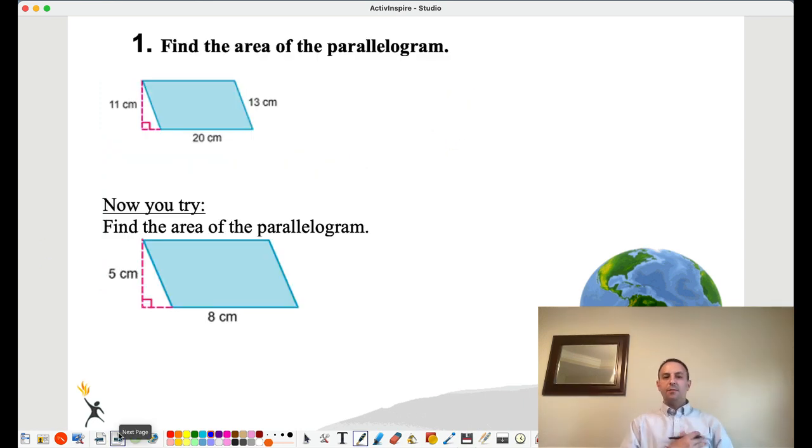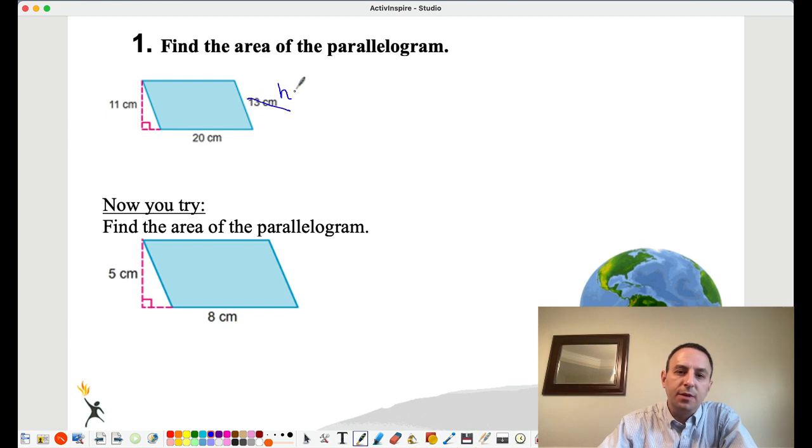So let's take some time and practice this. Sometimes they show the measure outside, like this, and this is not the height. That's the first thing we have to get. It is not the height. The height has to be measured at 90 degrees, so it's over here.